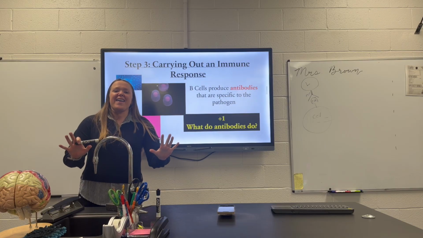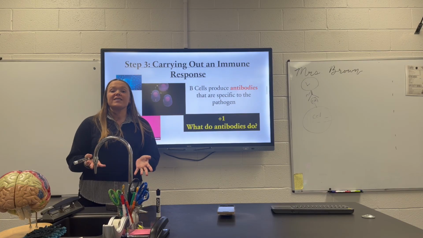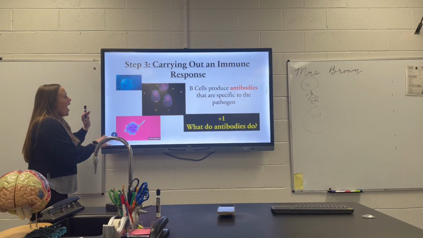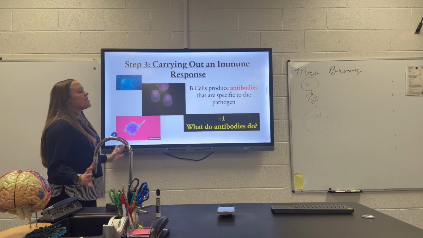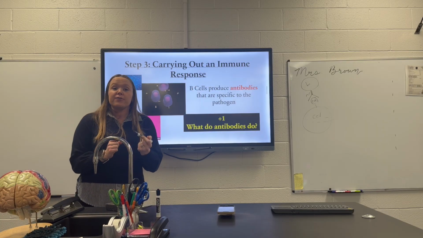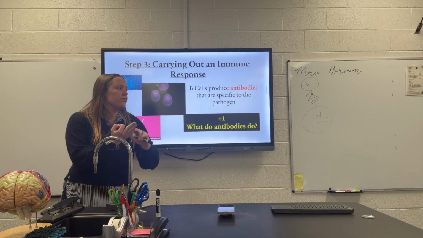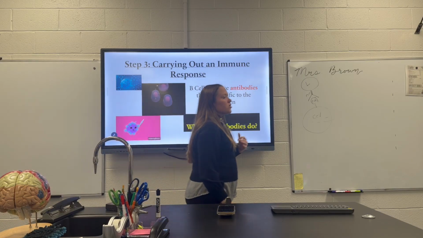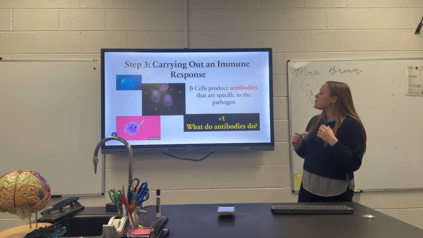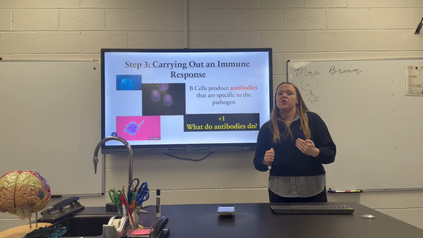In the same way, our body now has all these lymphocytes that are ready to attack the pathogen. And once we have all these lymphocytes ready to attack, each of them carries out a different immune response. So we're just going to go through the 3 right now, starting with B cells. B cells produce antibodies that are specific to the pathogen.